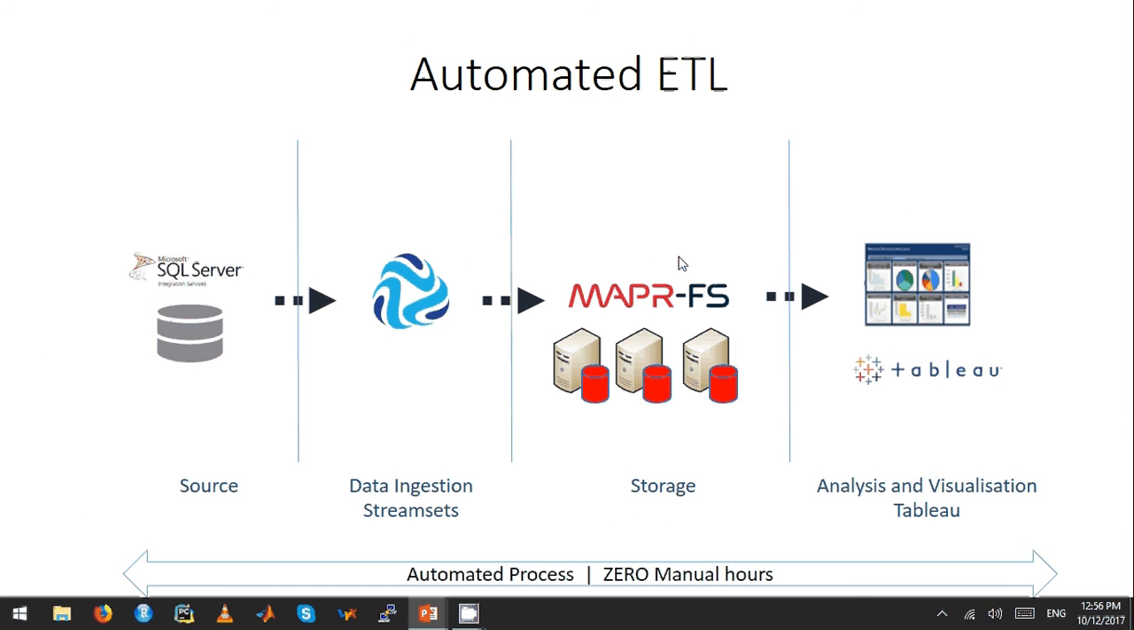Most of the process is that you have to completely automate a lot of the ETL processes that you do. In this example, I'm bringing in data from SQL Server using StreamSets, pumping it into MapR-FS, and then producing some reports. So this whole process can be completely automated. And then you can have Oozie schedule this whole data pipeline or data workflow.